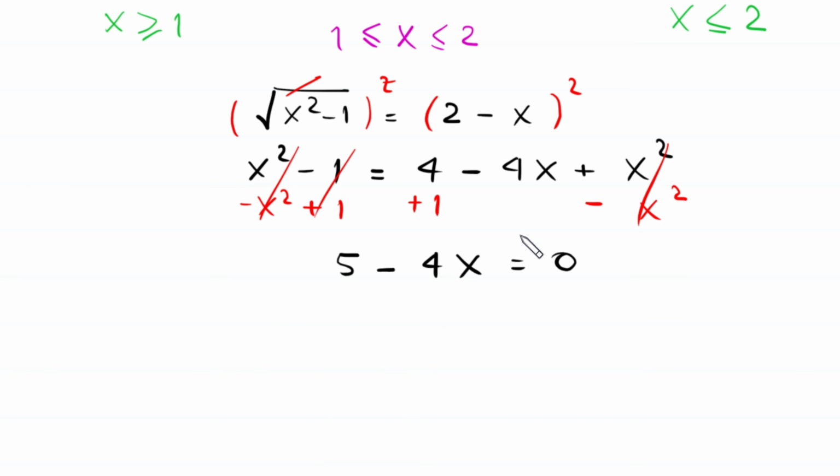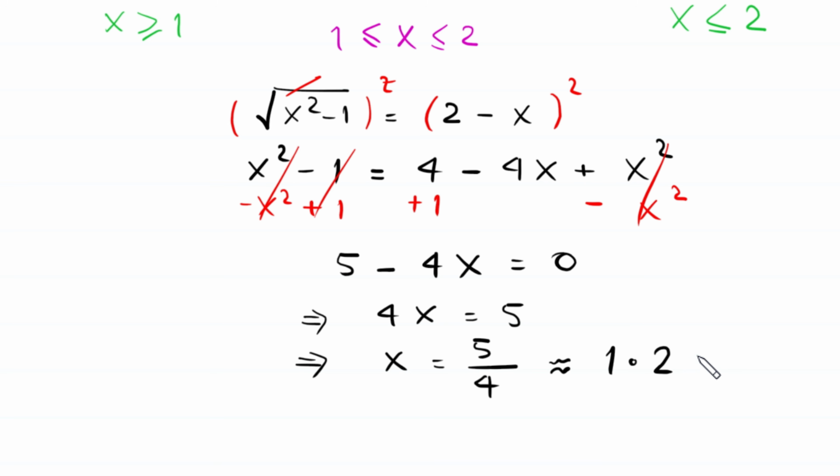Move this 4x to the right hand side. This implies that 4 times x equal to 5, and if we divide both sides by 4, this implies that x is equal to 5 over 4, which is approximately equal to 1.25. So 1.25 is less than 2 and greater than 1. So this value of x, 5 over 4, is a valid solution. This is the final answer of this problem.